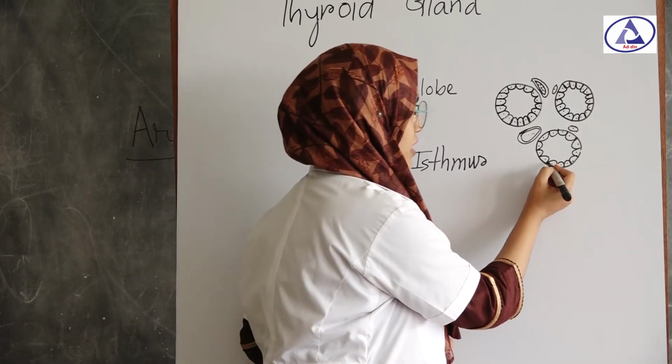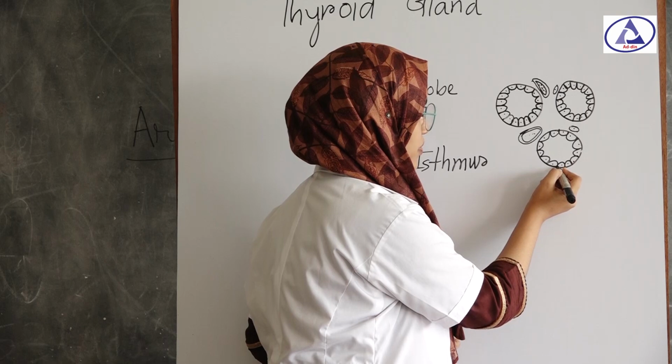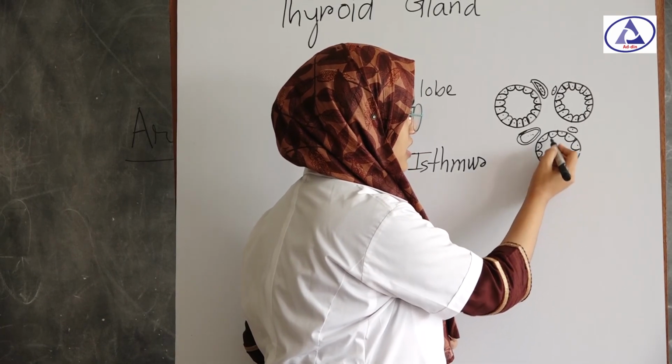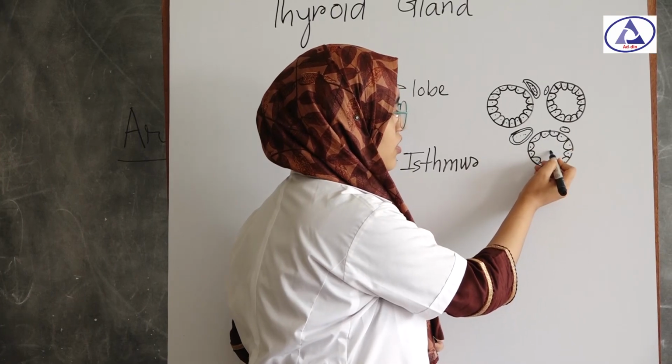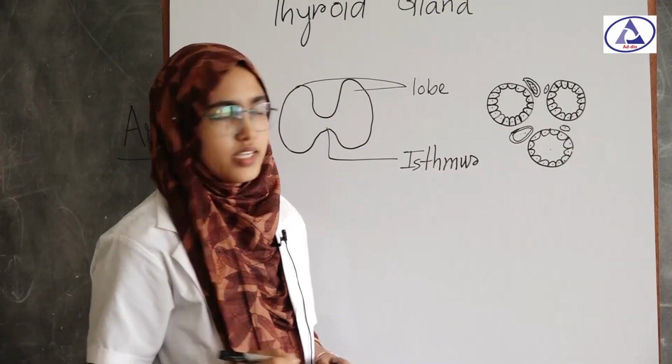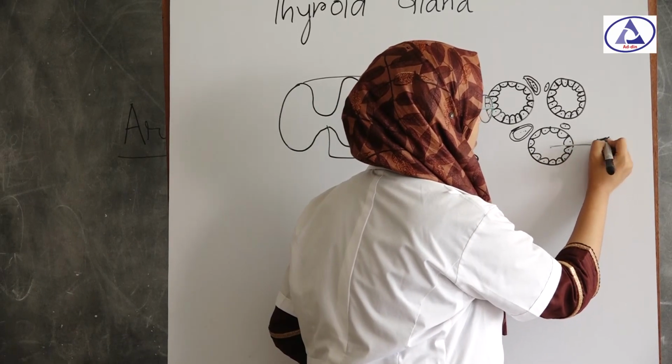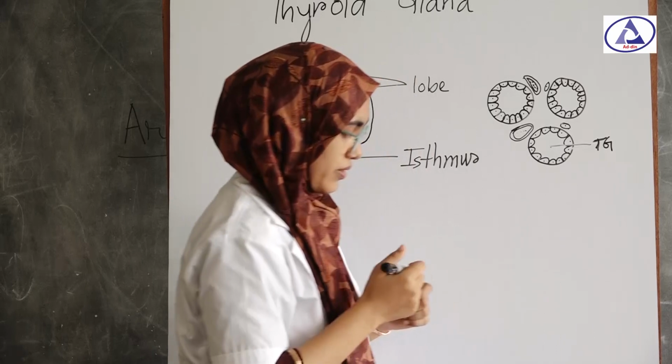This cuboidal epithelial cell secretes thyroid hormone, and in the center of the follicles there is a secretory substance. This portion is called colloid. This colloid contains thyroglobulin. The colloid is abundant in thyroglobulin.